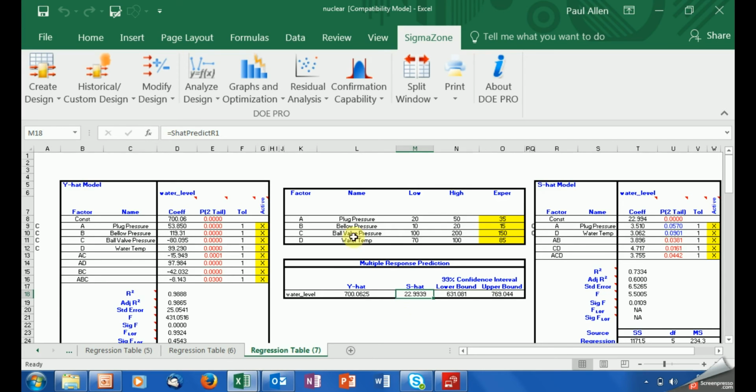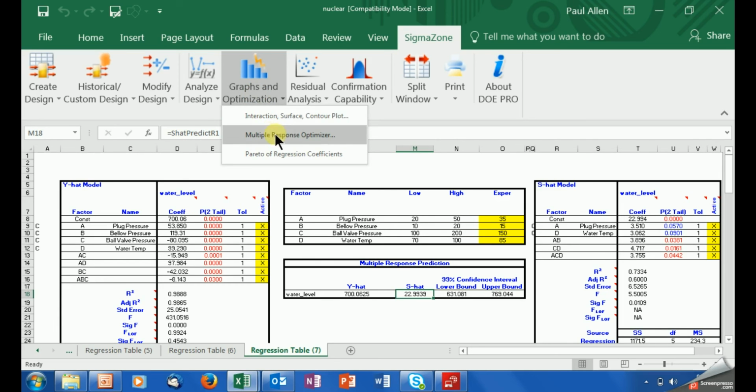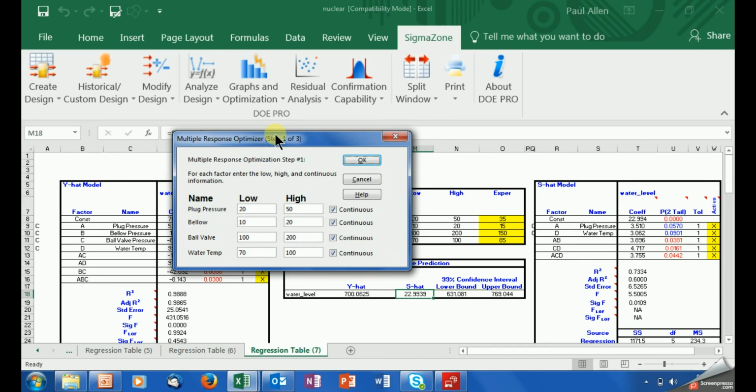Now what we would like this software to do for us is to hit a target for us. The way we're going to do that is go graphs and optimization, multiple response optimizer. Now if you remember, at the very start of this we made a decision that plug pressure mustn't move from 20. So I'm going to take the design space as it is here, and I'm going to reduce the design space down for the computer. So I've put 20 in both boxes. So I'm stopping the computer from moving plug pressure.